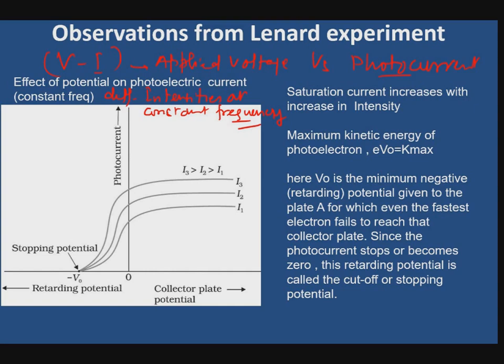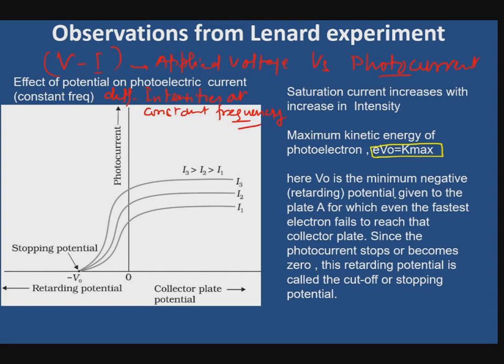This graph is shown here. अलग अलग इंटेंसिटी के लिए है, स्टॉपिंग वोल्टेज सेम है. So maximum kinetic energy is actually equal to the work done by the collector plate in stopping those electrons. So maximum kinetic energy is actually equal to eV naught.